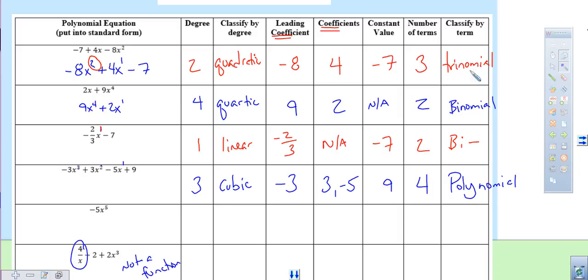So once you go beyond 3, we've got bi, we've got tri, and then when we get to 3 plus, we call it poly. So if there's 5 terms, it'd be called poly. 6 terms, poly. All right, the next one here, the degree is 5. We call that quintic. The leading coefficient is -5. There's not another coefficient, and there's not a constant. There's 1 term, and when there's 1 term, we call it a monomial.